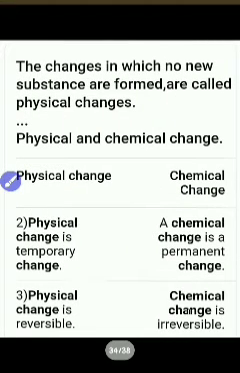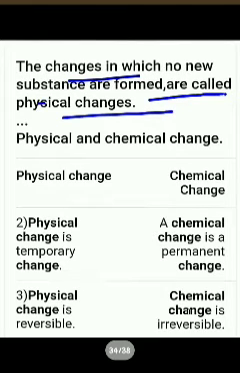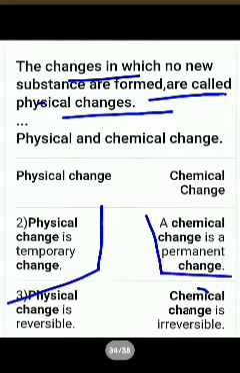And the next point is, changes in which no new substance is formed are called physical changes. Here we can discuss the physical and chemical changes. A physical change is a temporary change, a chemical change is permanent. A physical change is reversible and a chemical change is irreversible.